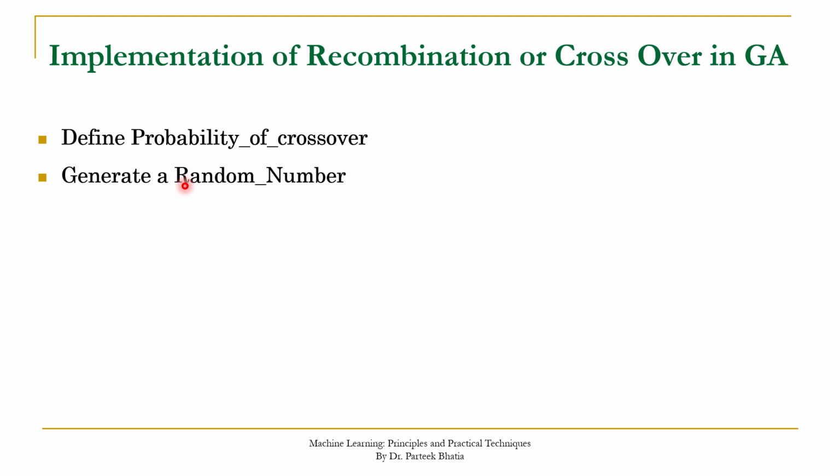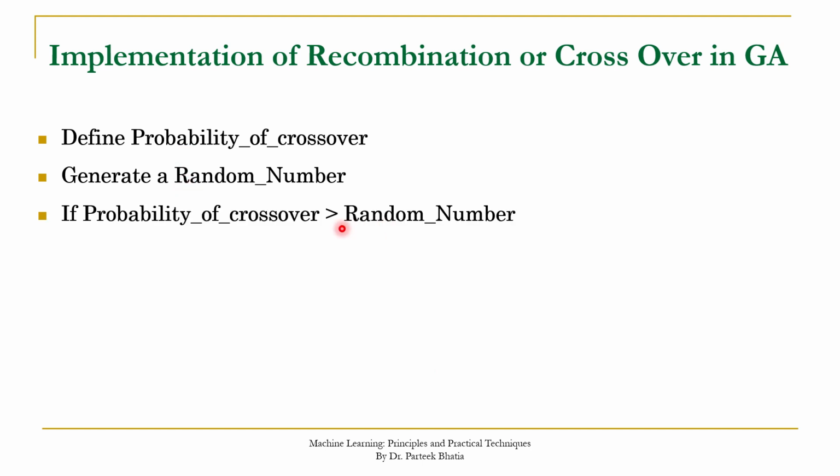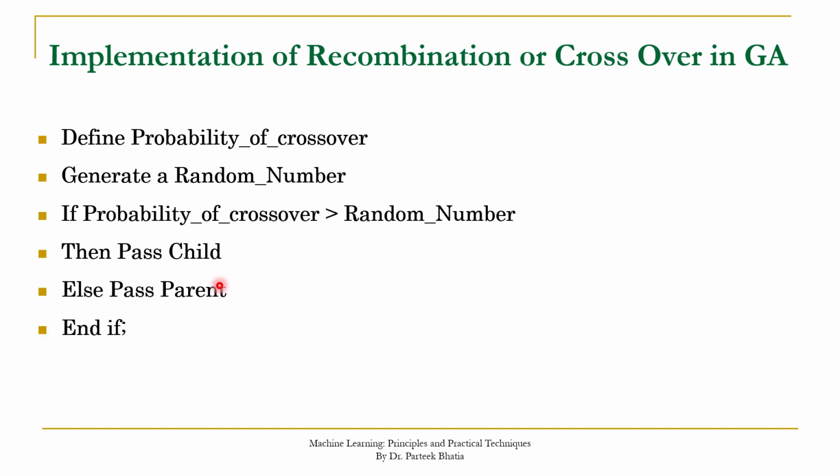As I have already discussed, in this algorithm, programmer has to define the probability of crossover between 0 to 1. Then in second step, a random number is generated in the same range. In third step, this probability of crossover is compared with the random number generated. And if the probability of crossover is more than random number generated, then we will pass the child. Otherwise, parent will be passed. And this step has been performed for each of the parent.